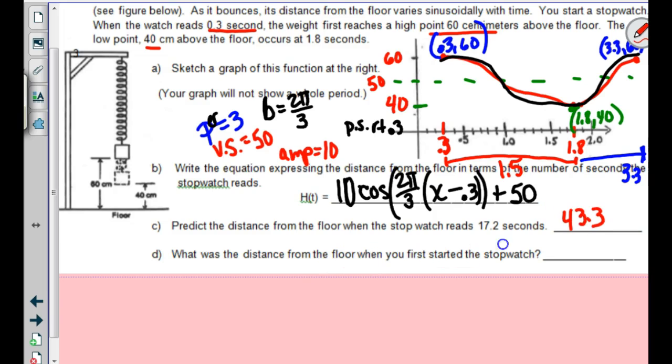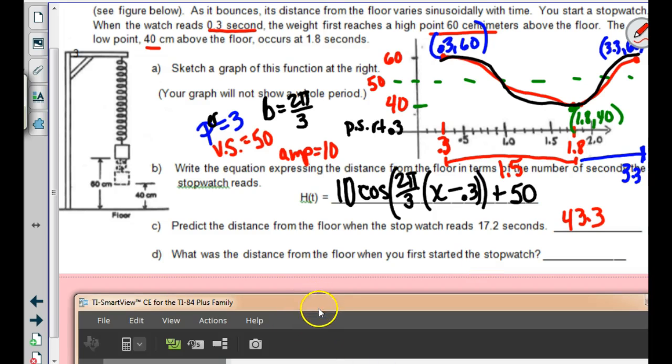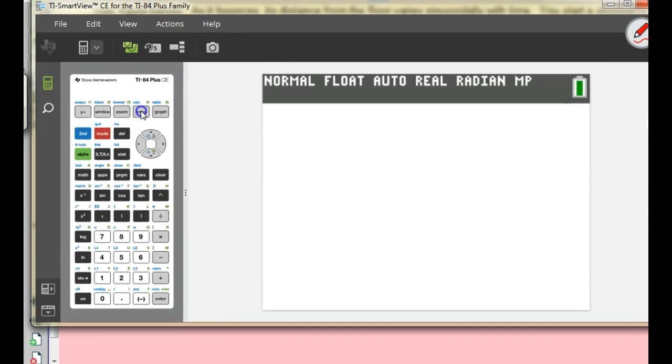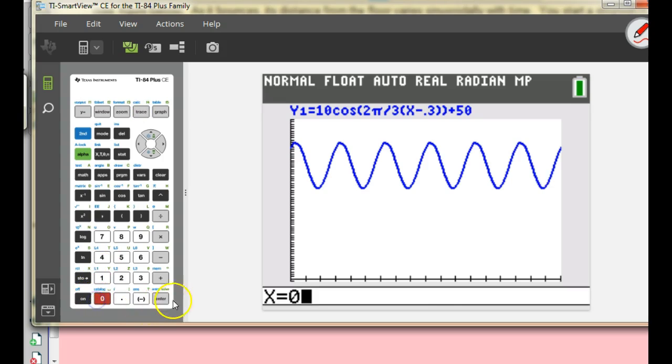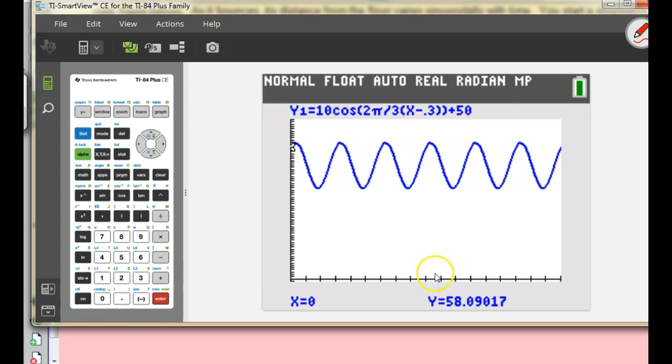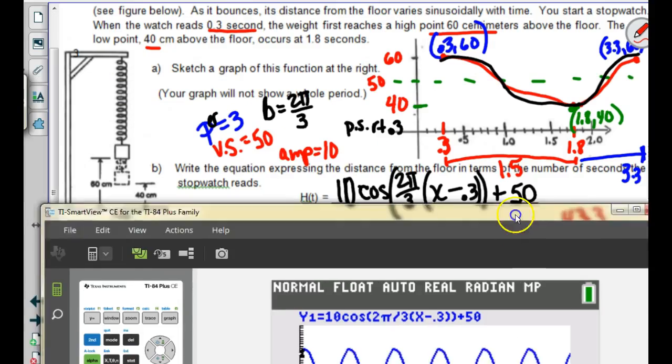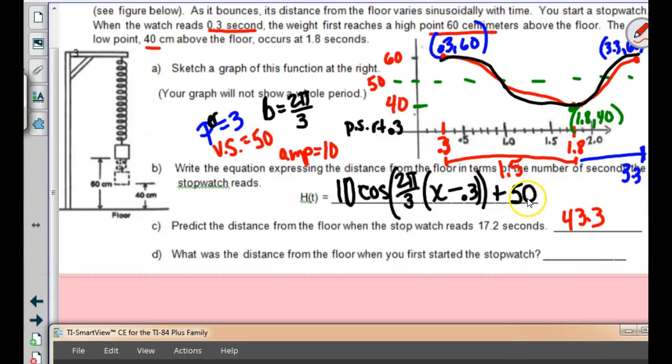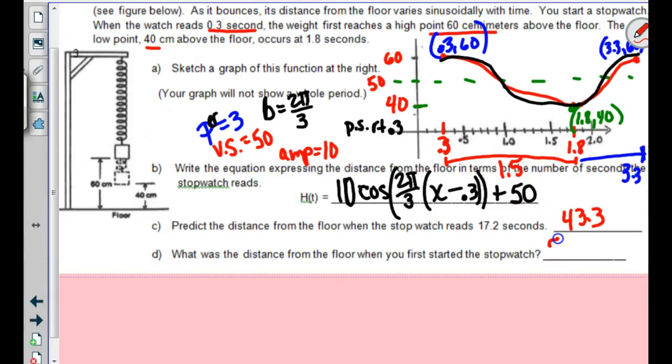And what was the distance from the floor when you actually started your stopwatch? How would we find that? Yep, if we just did a trace 0, it was 58.1 about feet off the ground. Was it feet, meters, centimeters? Thanks, somebody fix me.